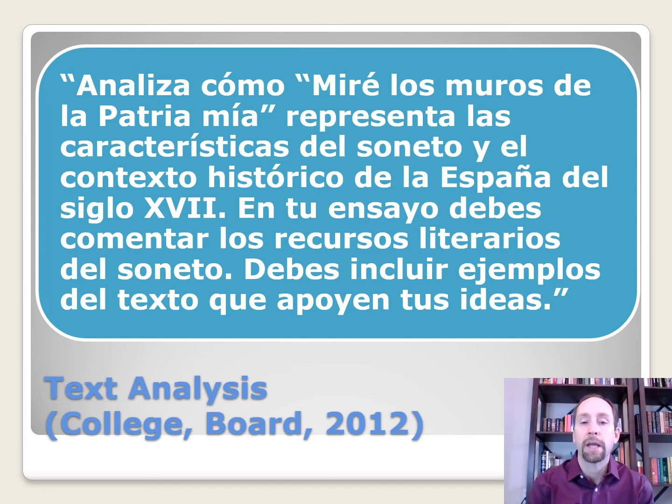So we might say, "el soneto tiene 14 líneas y tiene un esquema de rima de A, B, B, A, C, D, E, y tiene dos cuartetos y tiene dos tercetos." So that would be the perfect way how you could describe what a sonnet is.